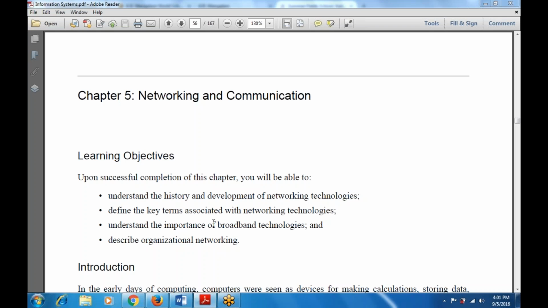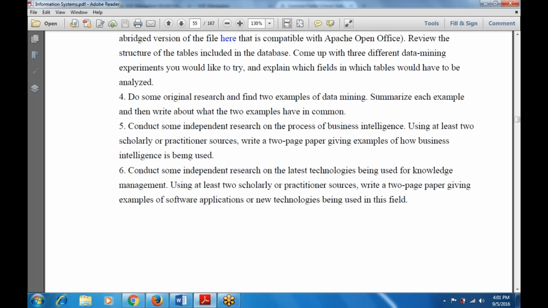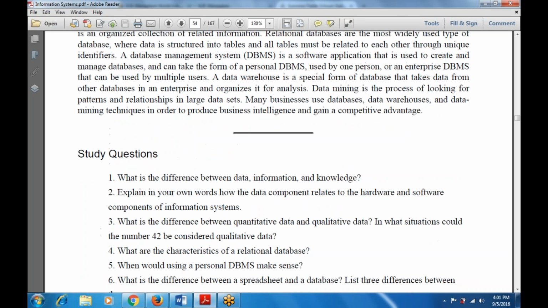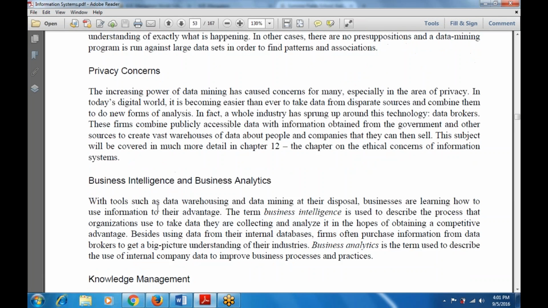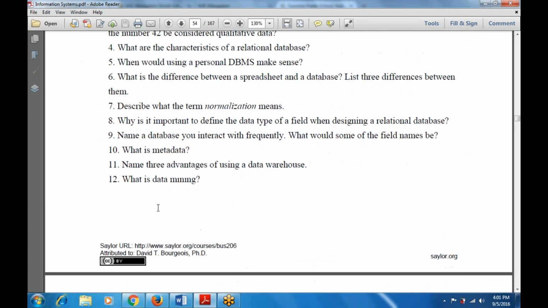In the last class, we finished chapter number 4. That is, we discussed the various concepts used in business systems for businesses, and the various management tools.